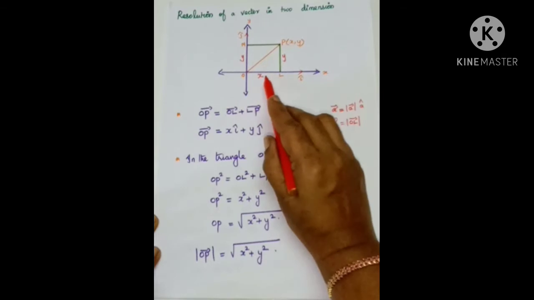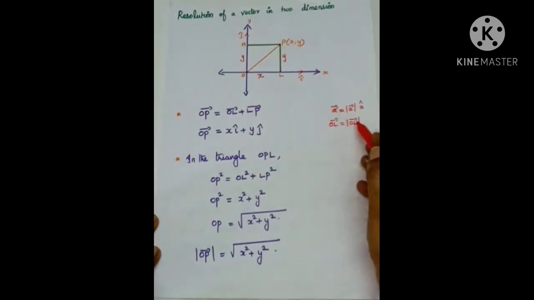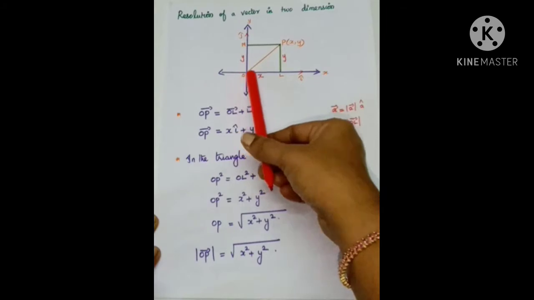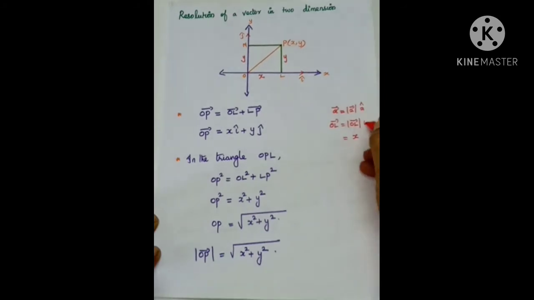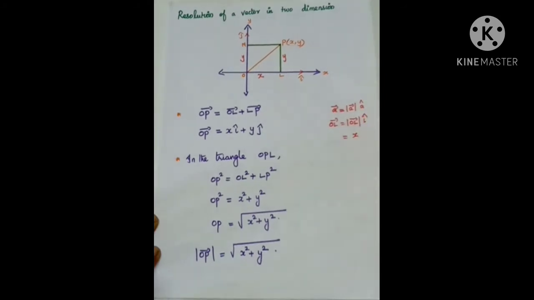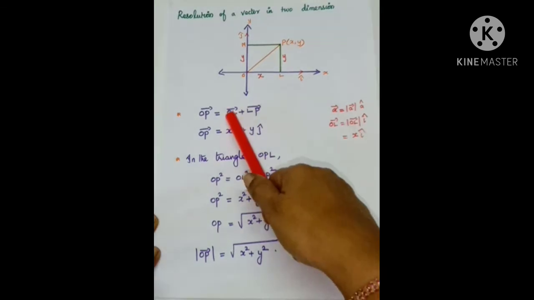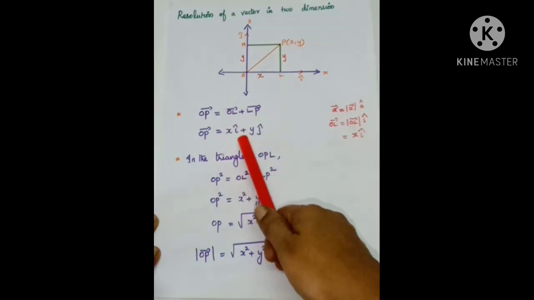This distance is x, so the modulus of OL vector is equal to x. And you have to write the unit vector acting in the direction of OL vector. OL vector is acting in this way. So what is the unit vector acting along x axis? It is i cap. So here the unit vector is i cap, and it will be written as x i cap. So OL vector is equal to x i cap.